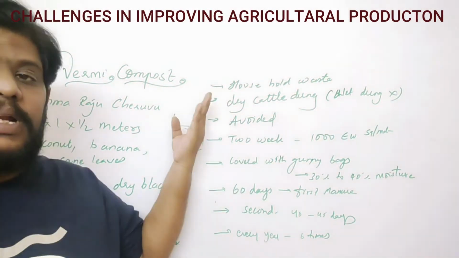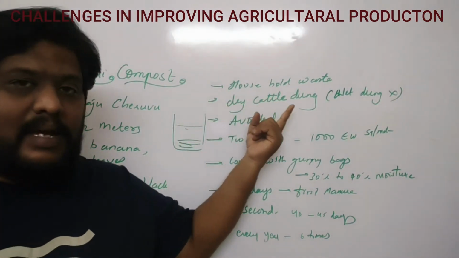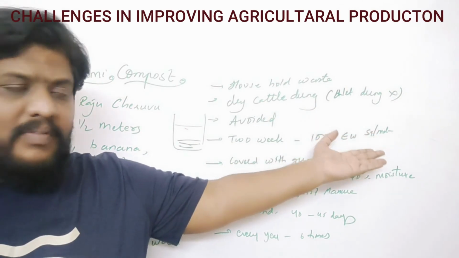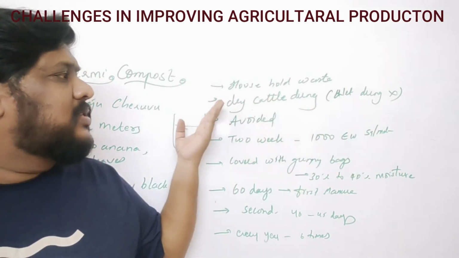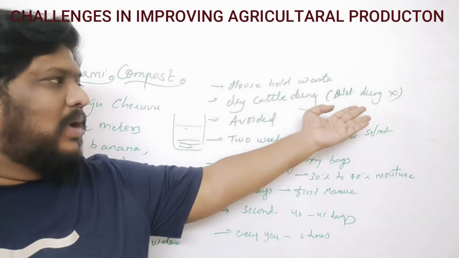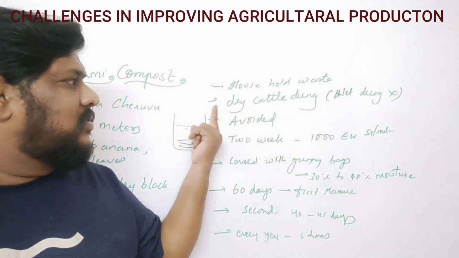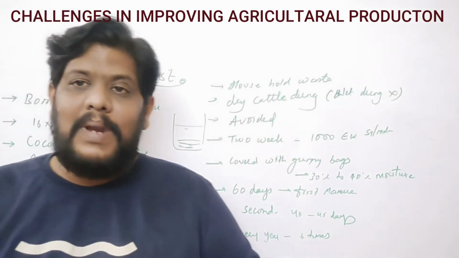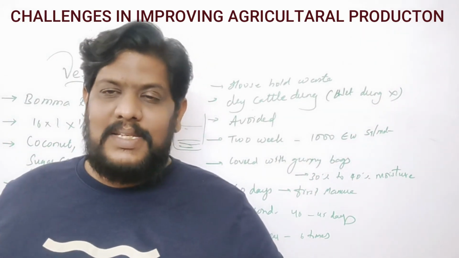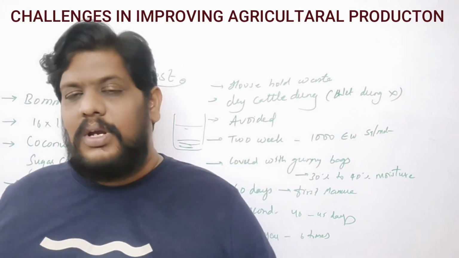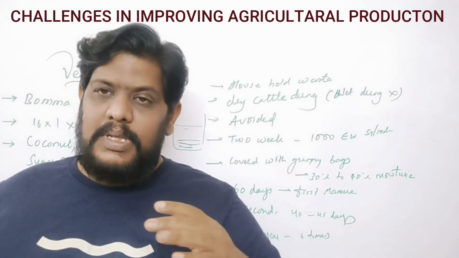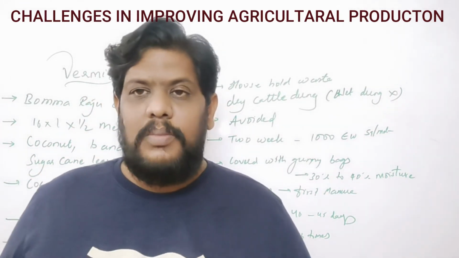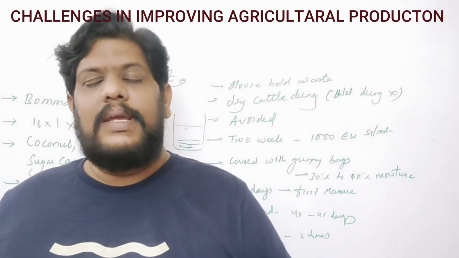Not only that, they also collected the dry cattle dung. So whatever dry cattle dung they get in the village, they collected it, but they only used the dry cattle dung. They did not use the wet cattle dung here. They only use the dry cattle dung, and they also made sure that they avoided the plastics. Whatever plastics are there in the litter, they made sure they did not use all those things, and they did not mix them in the soil, because they are all non-biodegradable.